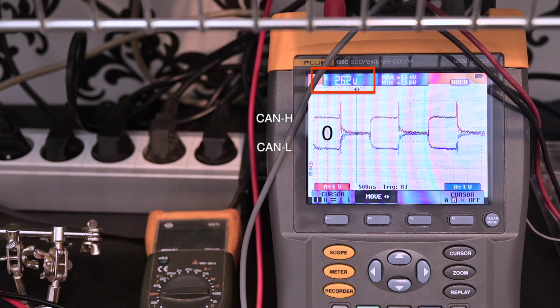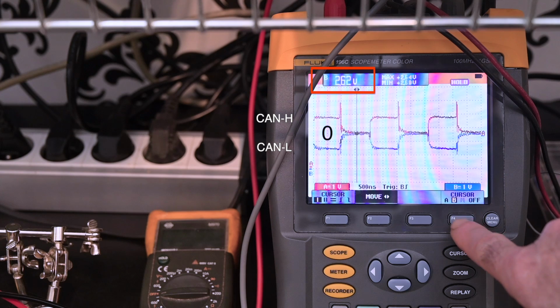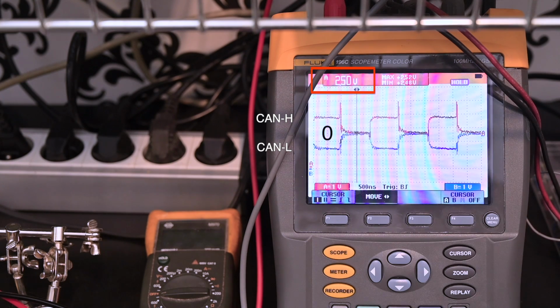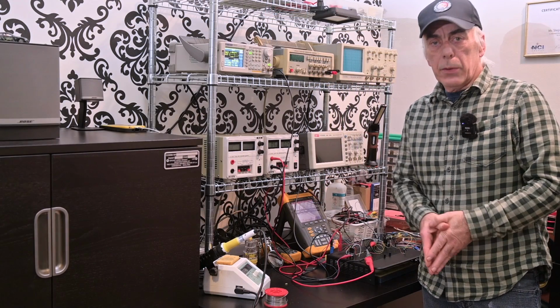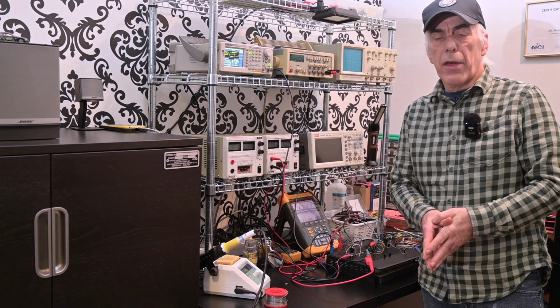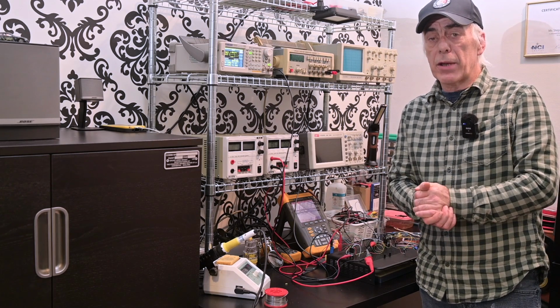Now I have for my B channel, or my CAN low, 2.62 volts, and my CAN high, I have 2.5 volts. So basically the difference between the two is almost 0 volts. And that is a 1 bit being transmitted. I think that we have proven the case that what I explained to you on the slides is actually accurate.